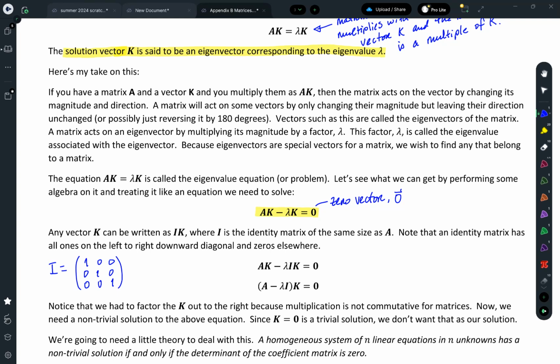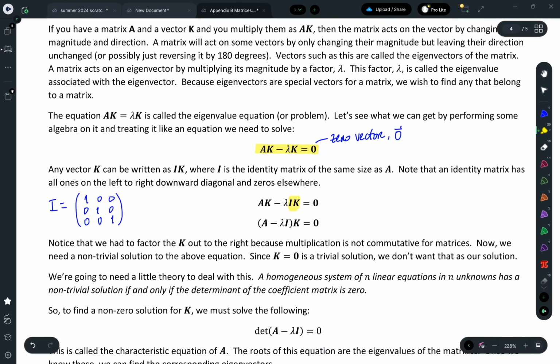Okay, so I'm going to rewrite from the equation up above. We are rewriting the k as ik here. That's the only difference from the previous step. Once we've done that, then we can factor the k that's common to both terms. But when we factor it, we have to be careful because it is multiplied on the right, which means it needs to factor out on the right. Multiplication is not commutative with matrices, so do not factor that out on the left. Okay? So here's our factored form.